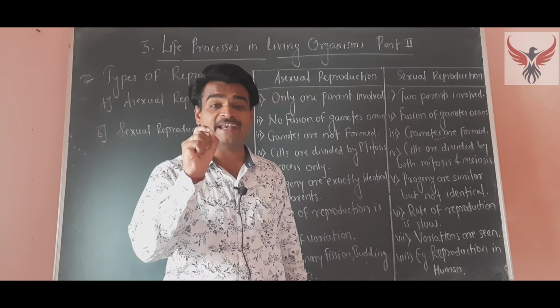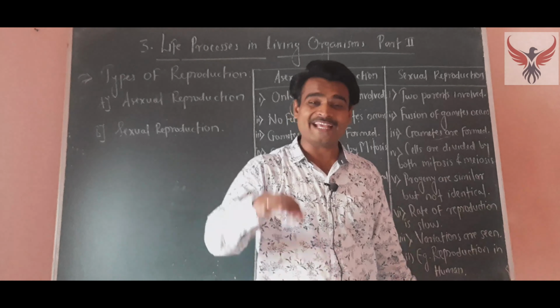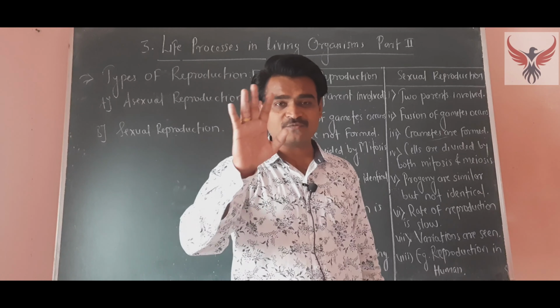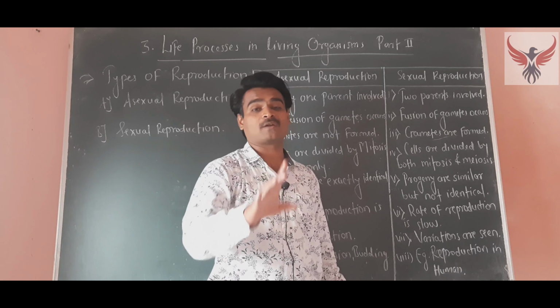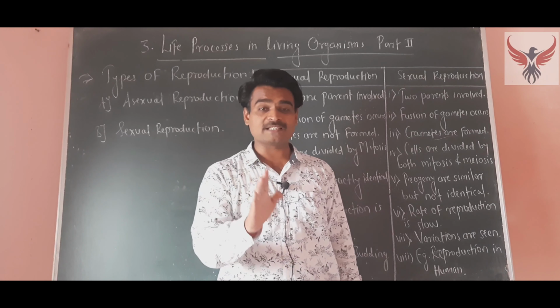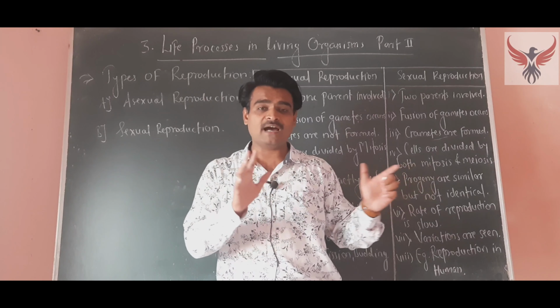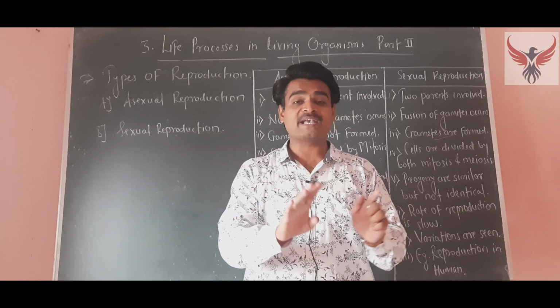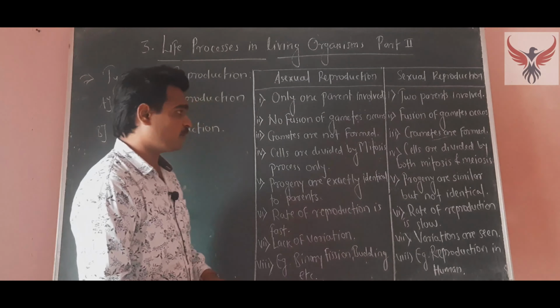And in case of sexual reproduction, the progeny are similar but not exactly identical. Clear? In case of sexual reproduction, the progeny are not exactly identical, they are similar. Suppose we take an example, out of 100%, there is 70 to 80% similarity, but 20% are differences. So it means that the progeny are similar but not exactly identical. Clear? So this is the fifth difference for sexual reproduction.